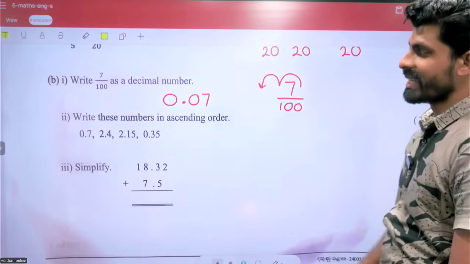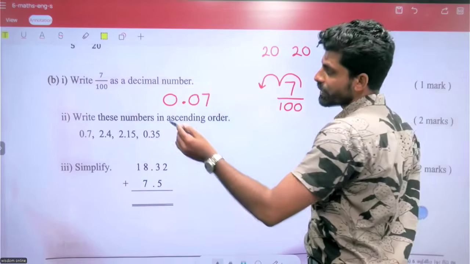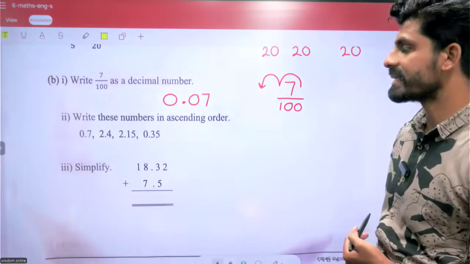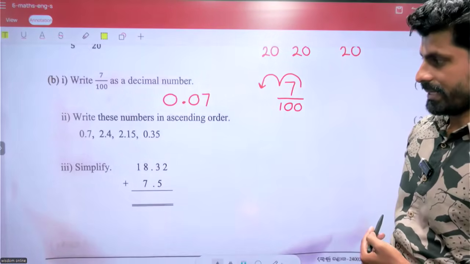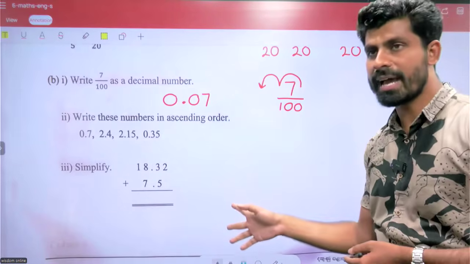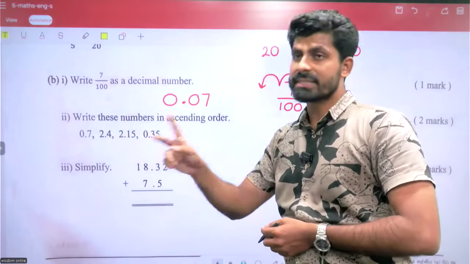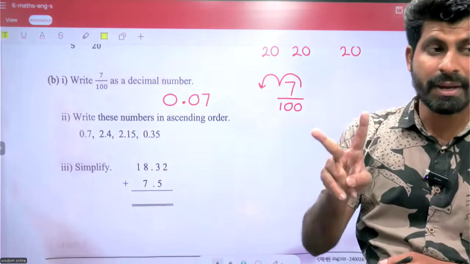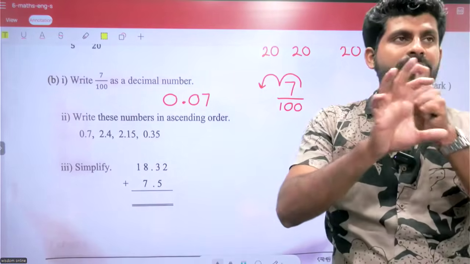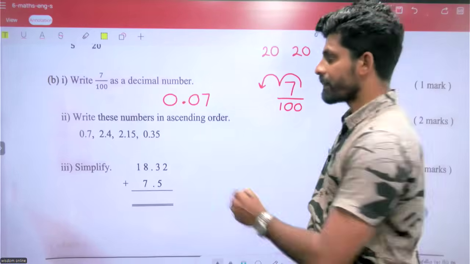0.07. Write these numbers in ascending order. So you need to write down these numbers in ascending order. Ascending order means smallest to largest. You can see some numbers. There are 2 decimals. Some numbers have no decimals. So I'm going to write down all the numbers with 2 decimals.